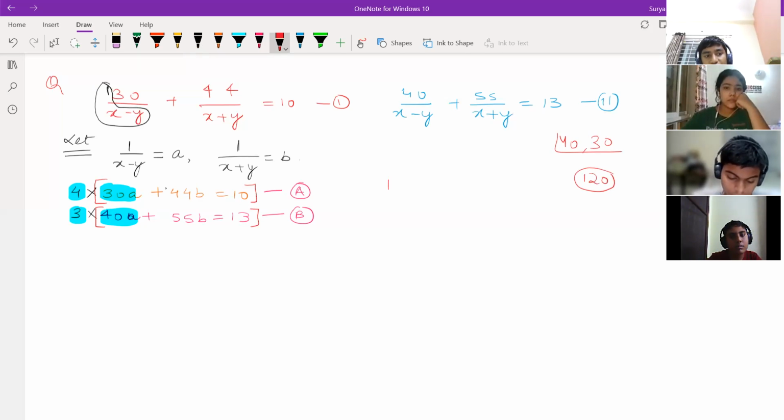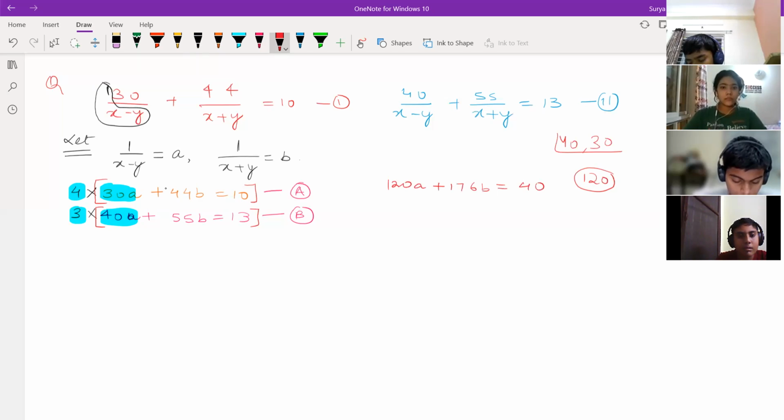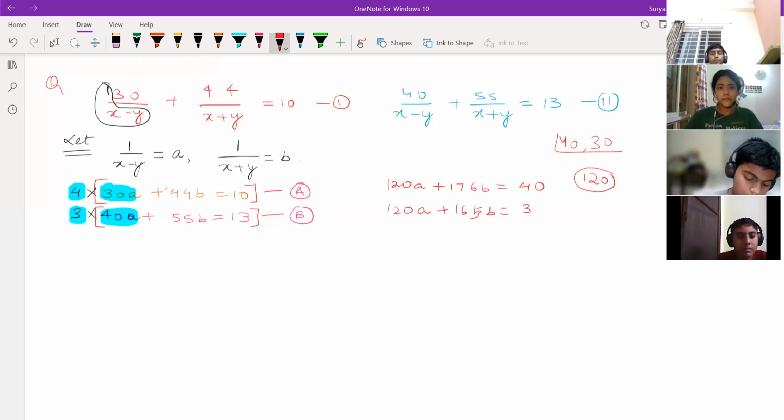Actually, for the left hand side, if you multiply with 4, sir, for the right hand side also, it's multiplied the same. This 4 is going to multiply with the complete equation, not only with the left hand side or right hand side. Okay, sir. So what do you get? 120a plus 176b is equal to what? 40. The next, 120a plus 165b is equal to what you get? 39, correct?